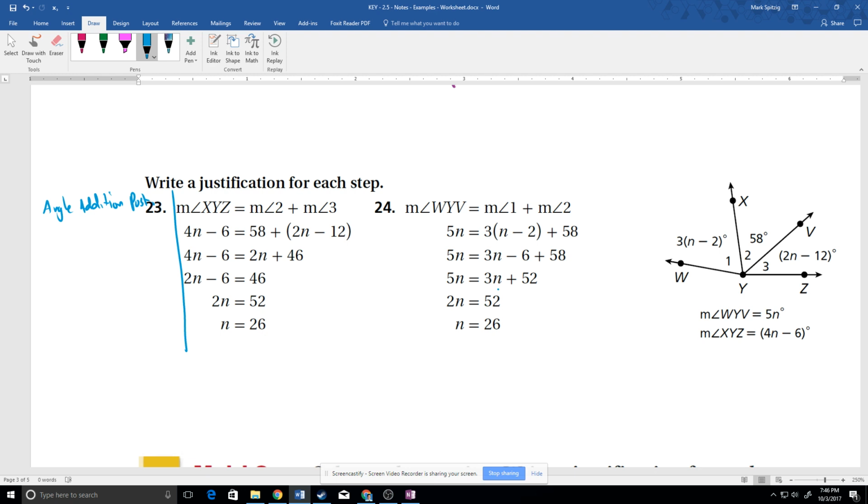And so what we do is we're replacing angles XYZ, 2, and 3 with their values. So again, it's substitution, and that's the property of equality. And then we're combining like terms, because of the 58 and the negative 12. I'm not going to write simplify this time, just combine like terms. Right, and then we go from this step to this step. What did I do? Looks like I subtracted 2n from both sides, so that's subtraction.